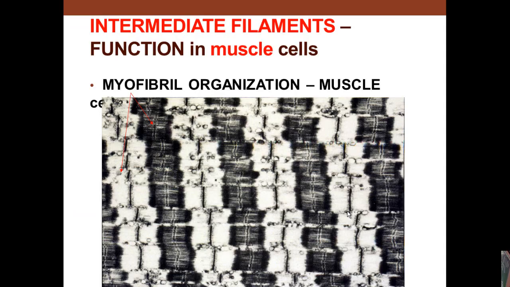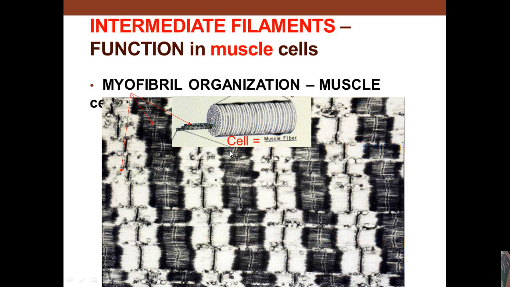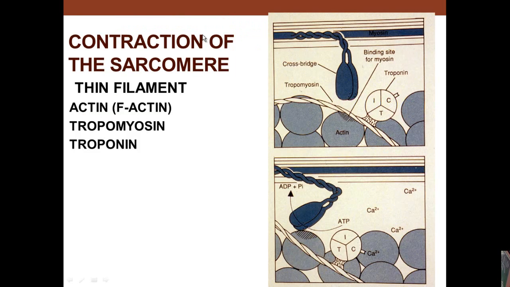Now, intermediate filaments in muscle cells organize the myofibrils. So here's one myofibril, another myofibril, another myofibril, and the intermediate filaments keep these things aligned. When we look at a light microscopic level, this all looks the same, as one dark band and one light band, even though there is a little difference if you look closely. So a cell is composed of myofibrils, and these myofibrils are held together by intermediate filaments.